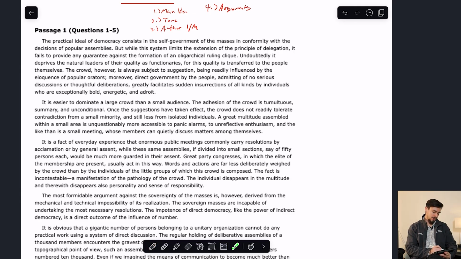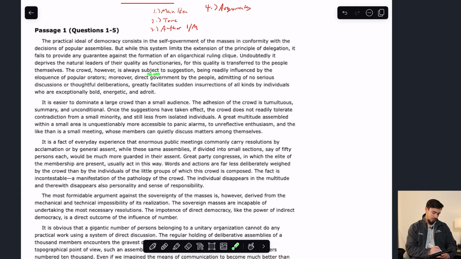Ruling by the people. But while this system limits the extension of the principle of delegation, it fails to provide any guarantee against the formation of an oligarchical ruling clique. So the way that he's phrasing this, fails to provide guarantee against or protection, makes it sound like the author dislikes this oligarchical ruling clique, or anything that's going to be too foot on the throat, top-down ruling governance. Undoubtedly, it deprives the natural leaders of their quality as functionaries, for this quality is transferred to the people themselves. So he's saying rather than an oligarchy or a dictator ruling, now we have a democracy ruling.